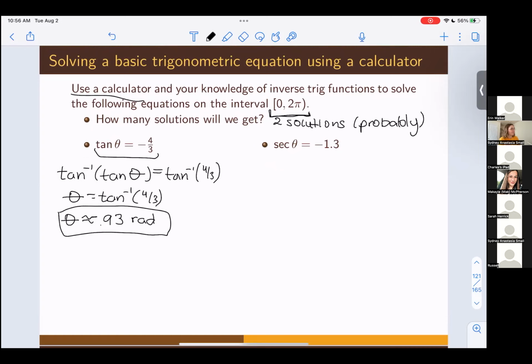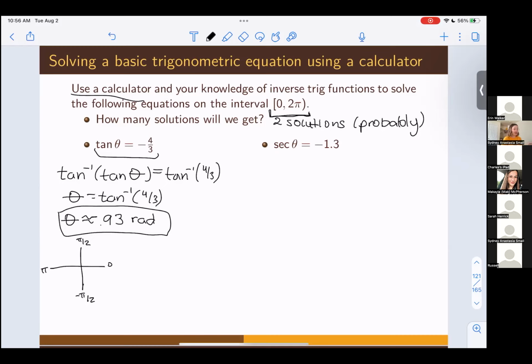This isn't even one of them. However, we need this solution in order to solve for the rest of them. To do that, we have to draw a picture. Let's see how this works. I know here is 0, pi over 2, negative pi over 2, and then we'll say that's pi.